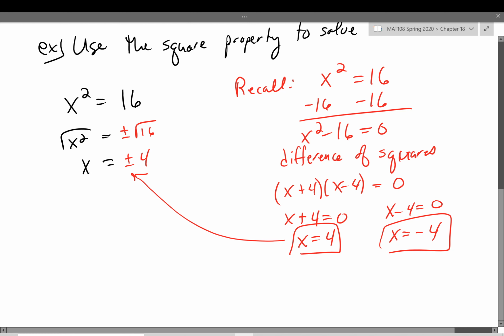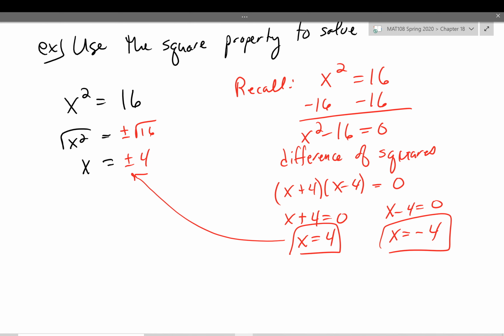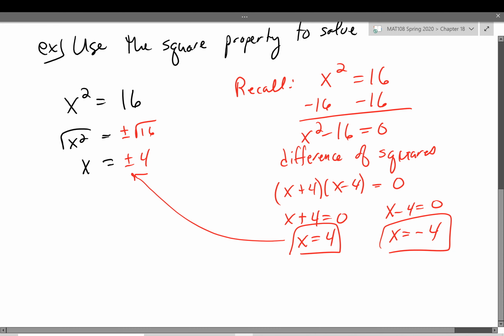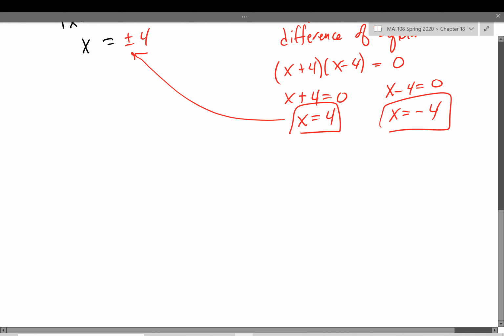So you got to remember, if you want to use this square root property, hey, I'm 100% fine with that. However, you got to make sure that when you take the square root of both sides, you have to include the plus or minus, all right? Let me do one more example here, and then we'll transition into the next problem, all right?